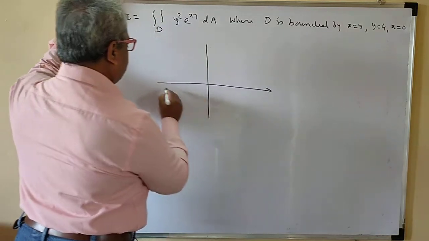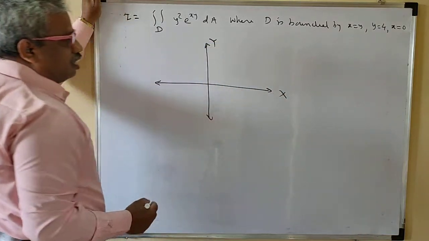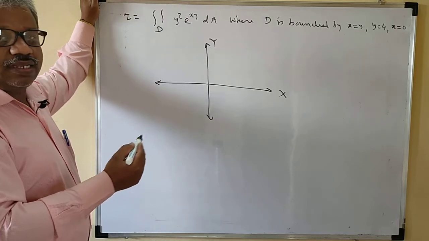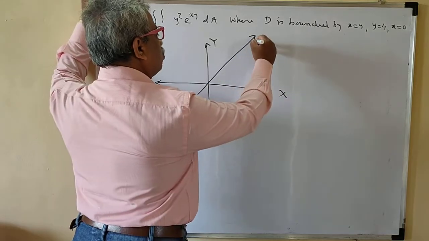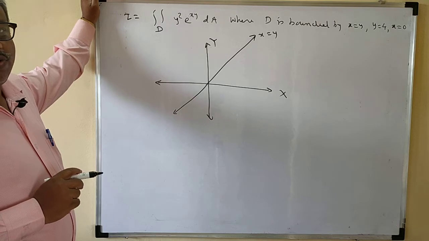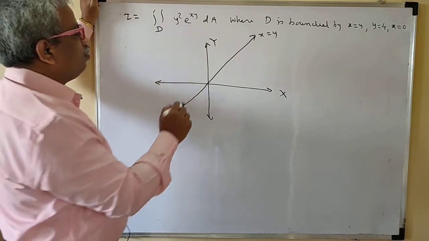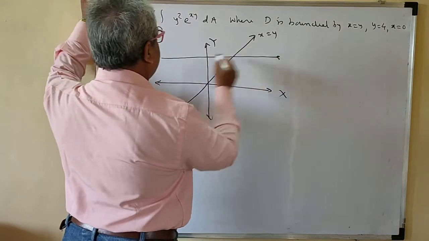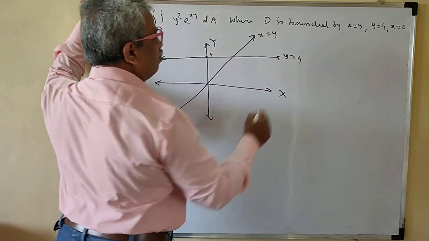Suppose this is your y-axis, this is your x-axis. Now x is equal to y is a line passing through the origin and bisecting the first and third quadrants. So we draw this line. Then you have to draw y is equal to 4, which is a line parallel to the x-axis passing through y is equal to 4. The equation of this line is y is equal to 4.